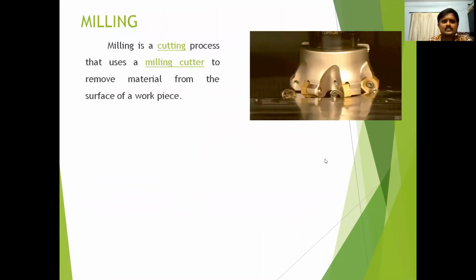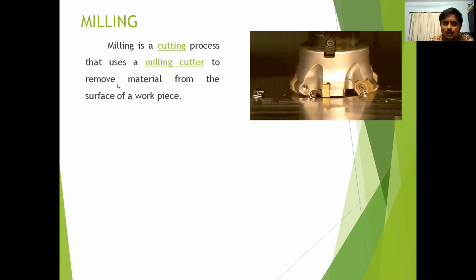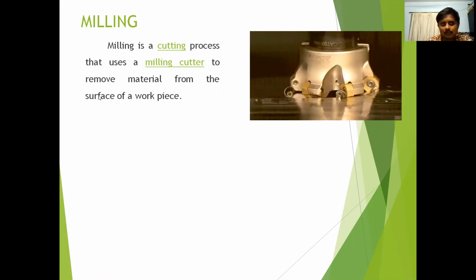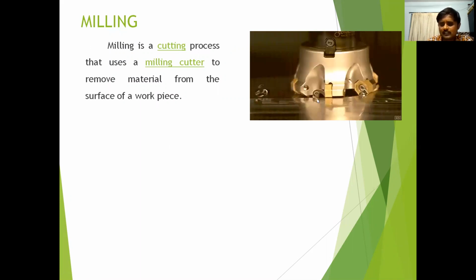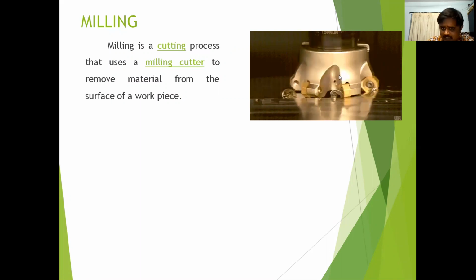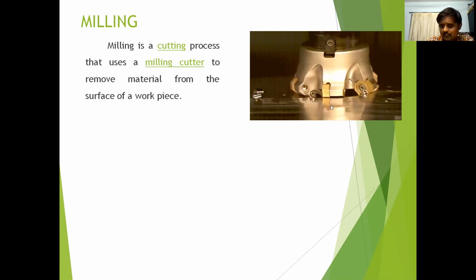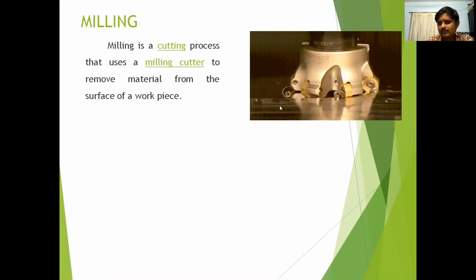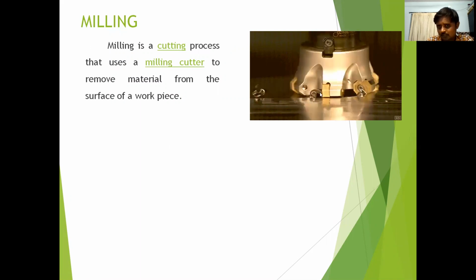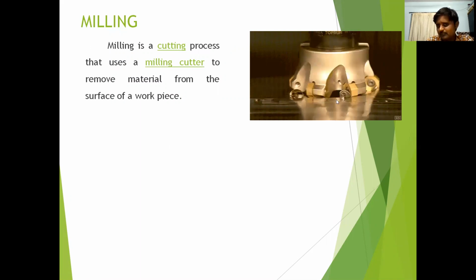Milling is a cutting process that uses a milling cutter to remove material from the surface of a workpiece. Here we are going to use the milling cutter. This is a milling cutter. We are going to use this milling cutter to remove the material from the given work surface. Here, if you observe, the material is removed in the form of chips.